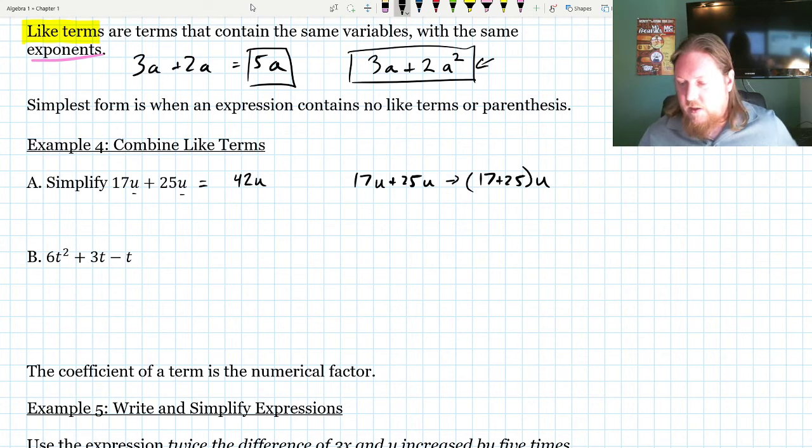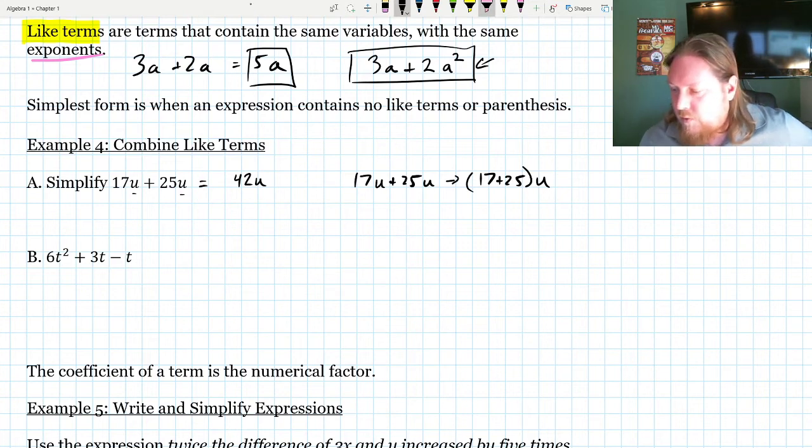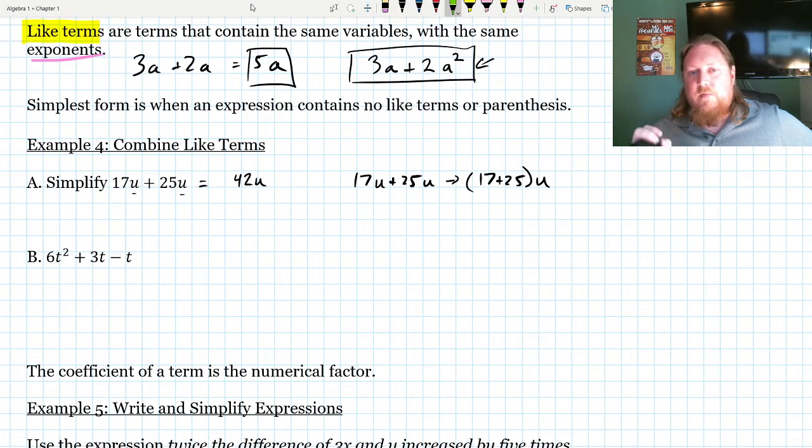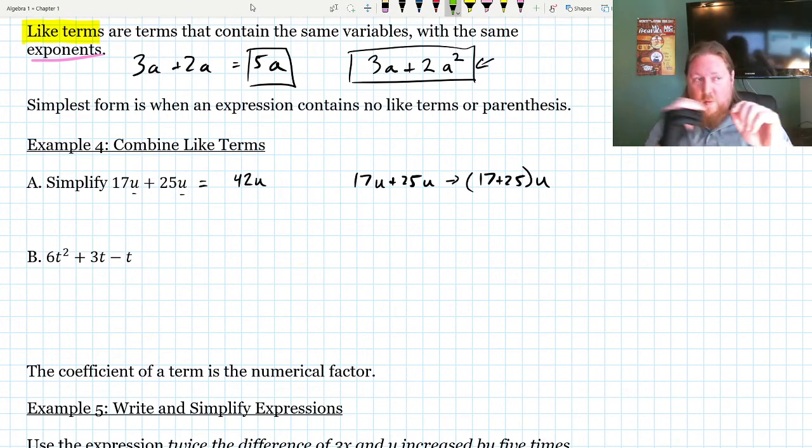Next up, here I've got 6t squared, 3t, and negative t. One thing I like to do, especially if it's a really big long one, like you get towards the end of Algebra 1 or in Algebra 2, sometimes you get stuff that takes 2 lines on your paper to write everything out.